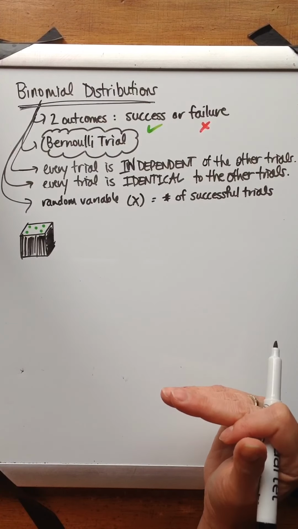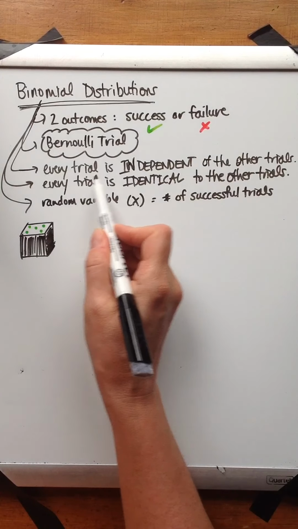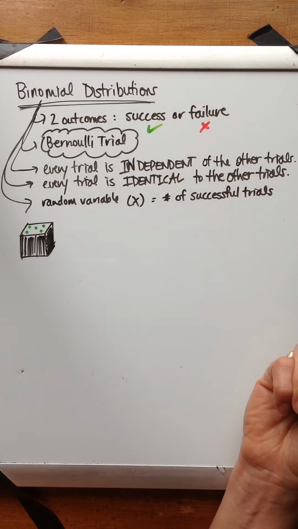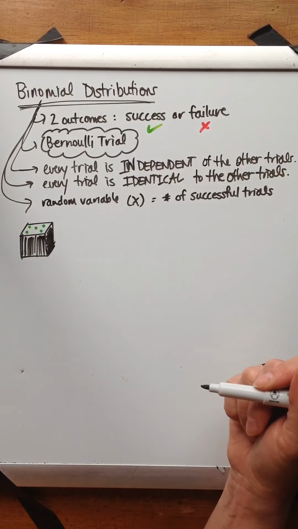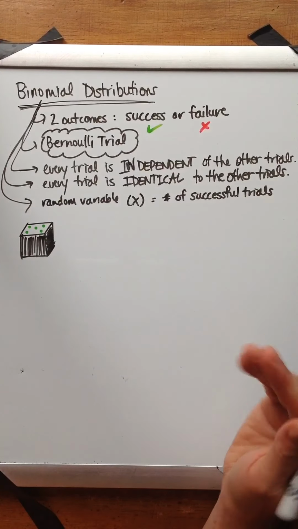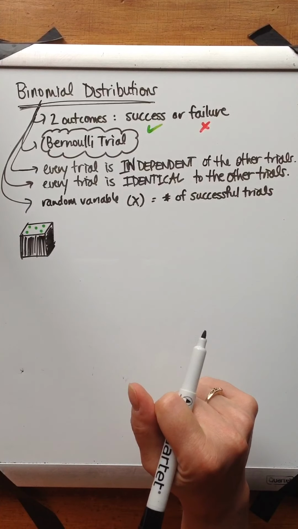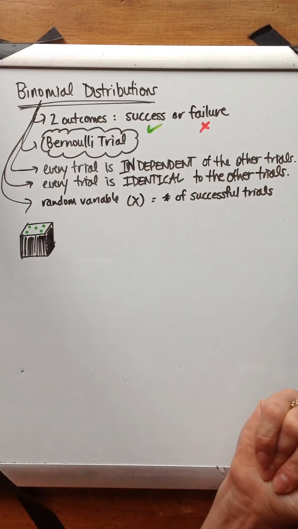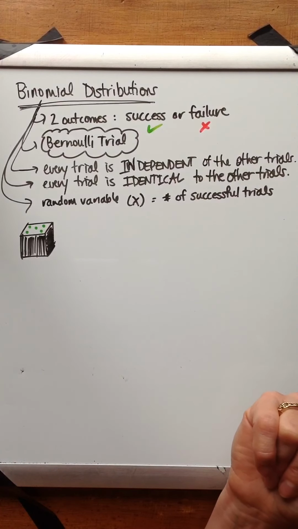Some of those other criteria, along with success or failure, include recognizing that every trial is independent of the other trials, so its outcome does not depend on a previous event's outcome. Every trial has to be identical to the other trials, okay? So there's no changing the circumstances from one trial to the next. And we define the random variable x as being the number of successful trials. So let's look at an example.